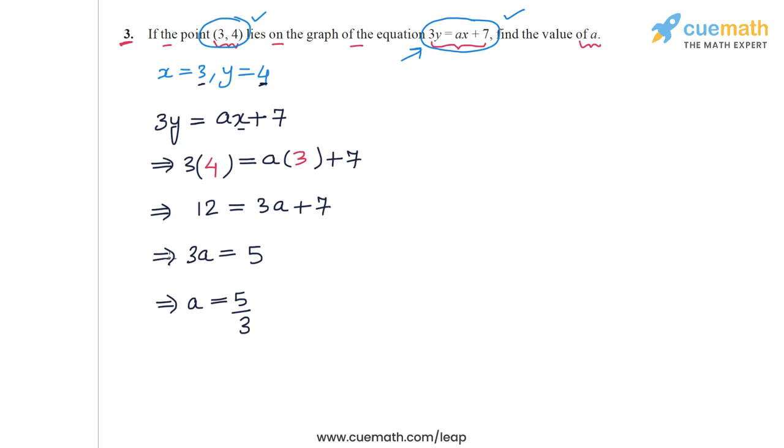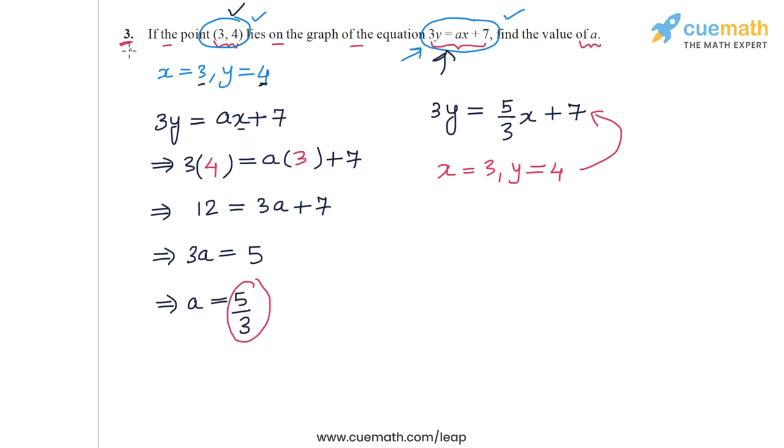So if a is equal to 5/3, then the point (3, 4) will lie on the graph of this equation. This equation will become 3y = (5/3)x + 7. And you can now verify that if you plug in x = 3 and y = 4 into this equation, it will be satisfied. So the answer to this question is that the value of a is 5/3, and this completes question number 3.